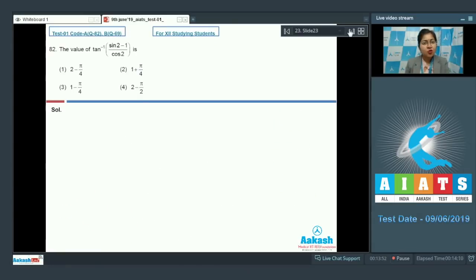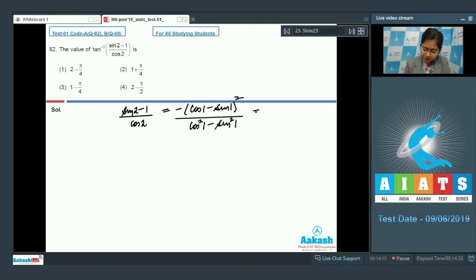Next is question number 82, which says find the value of tan inverse of sine 2 minus 1 divided by cos 2. See, here sine 2 minus 1 upon cos 2 can be written equal to minus of cos 1 minus sine 1 whole square divided by cos square 1 minus sine square 1. So this is equal to minus of cos 1 minus sine 1 divided by cos 1 plus sine 1.